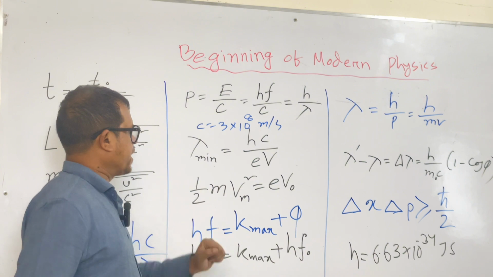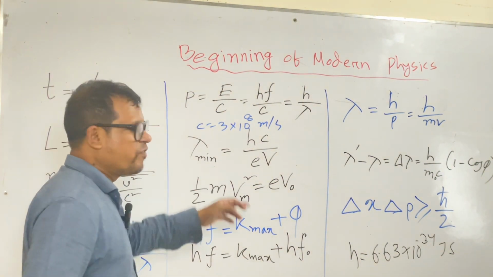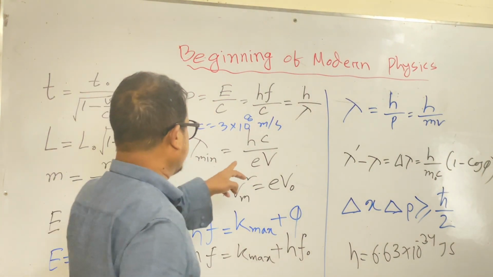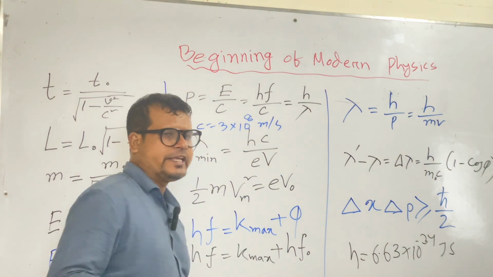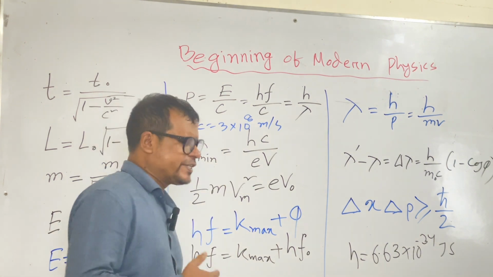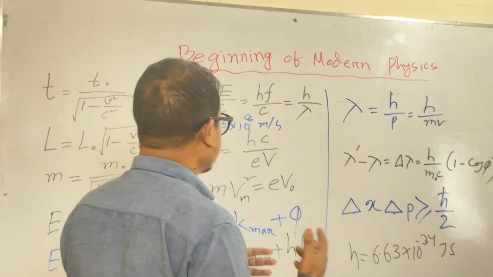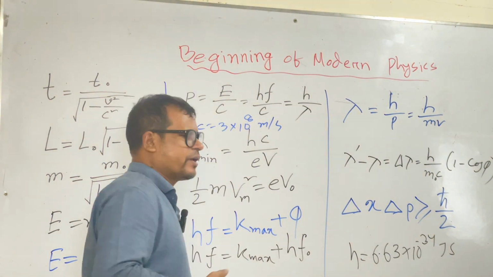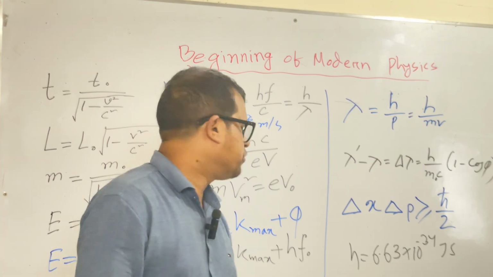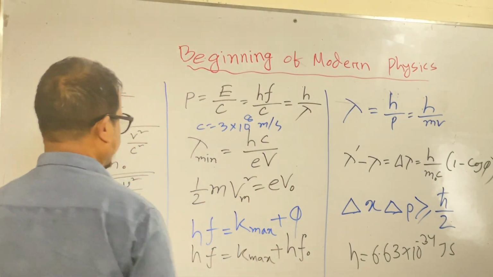Lambda minimum equals hc over eV. The minimum wavelength of an X-ray is hc over eV, where e is the charge of the electron and V is the potential. Lambda minimum equals hc over eV. If the question gives you V, e, h and c, then you can find lambda minimum. Half mv square equals eV naught is a very important formula for knowing the X-ray phenomena.